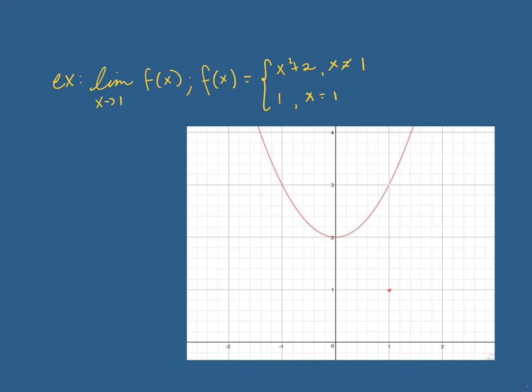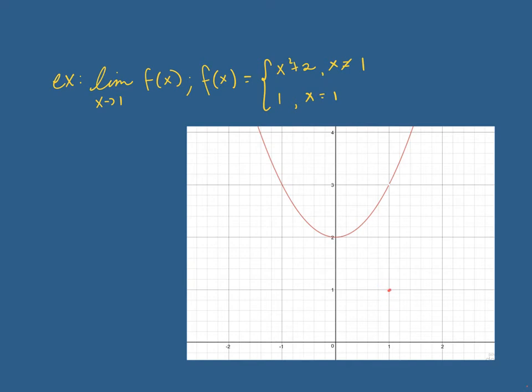Let's look at a different graphic representation of limits. We've got the limit as x approaches 1 of f of x, where f of x is a piecewise function given by x squared plus 2 when x does not equal 1, and 1 when x equals 1. So I've graphed this for us. We have our curve of x squared plus 2, but notice there's a small little hole right here at 1, at 3, right? Because the function doesn't exist there.